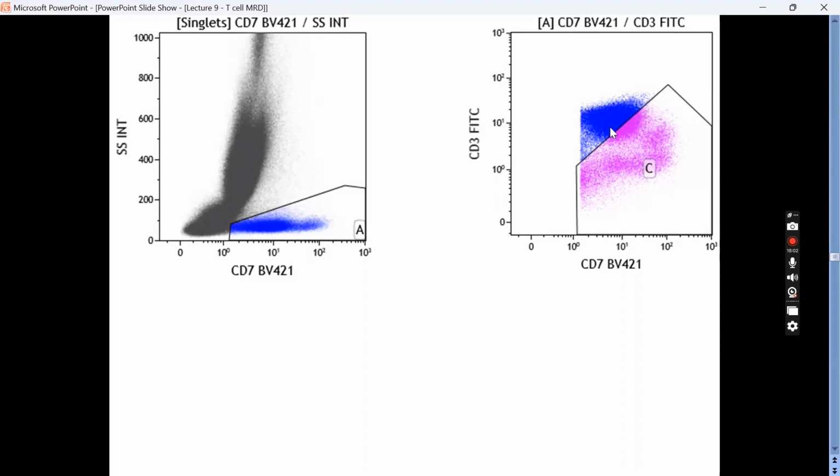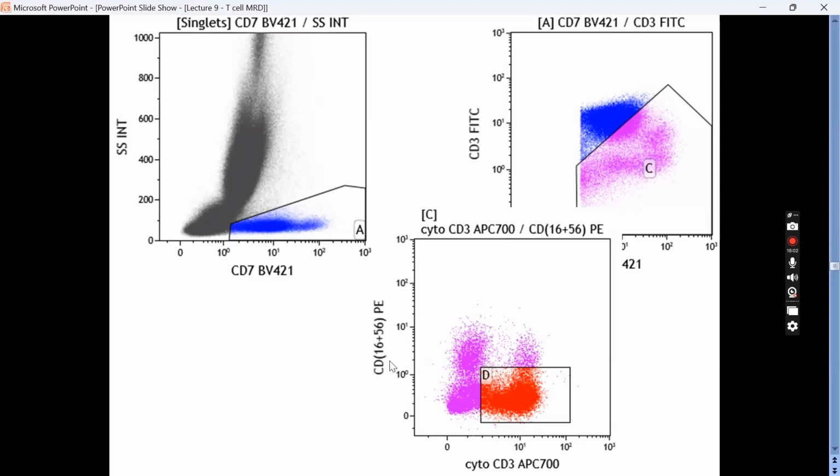So what I mean to say is that cyto-CD3 will be more specific for T cells. But I will not say CD7 is a very specific marker for T cells, because CD7 can also be expressed in a subset of NK cells. CD7 is commonly expressed in NK cells. It can be expressed in a subset of myeloid blasts. It can be occasionally expressed in a very small subset of PDCs. So CD7 is not something which is reserved only for T cells.